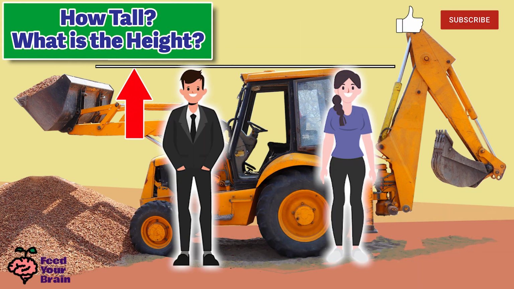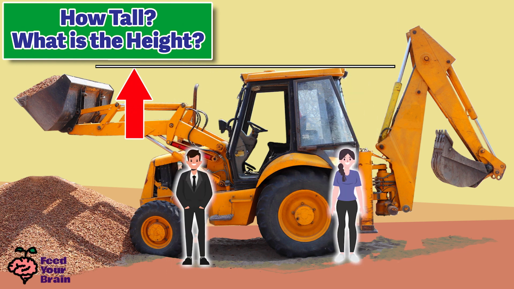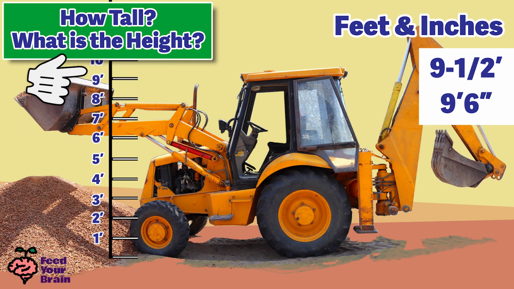If you were standing next to it, would it be this tall? Or would it be this tall? Or would it be this tall? Well, this backhoe loader is about 9.5 feet tall, to the top of the cab. This is approximately 2.9 meters tall.